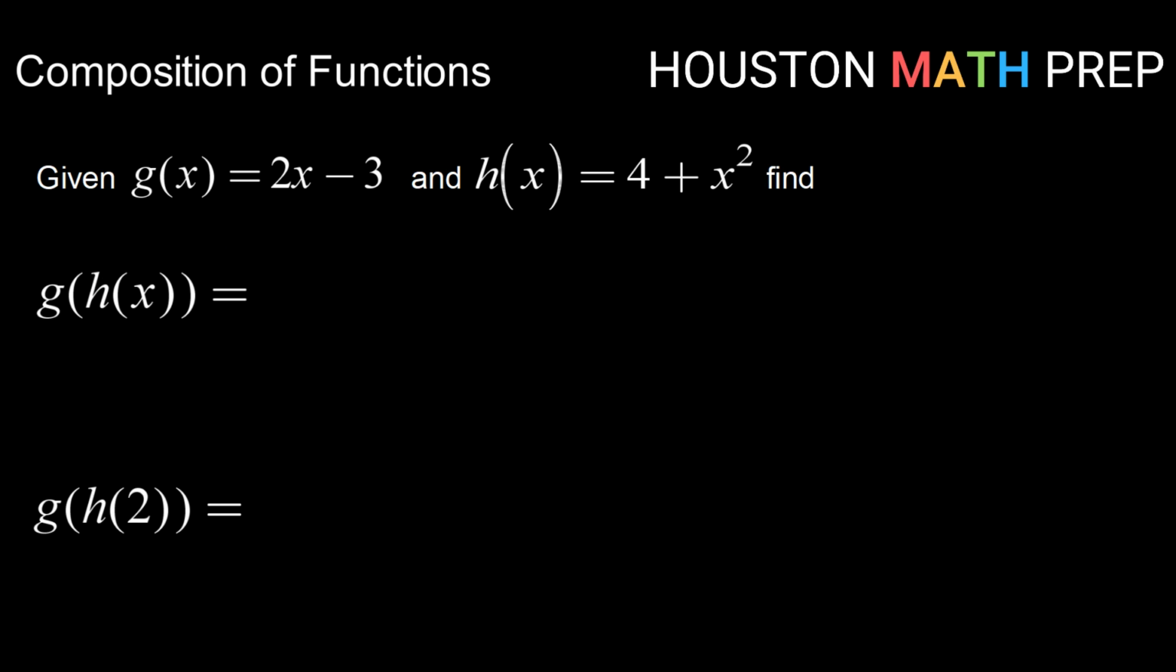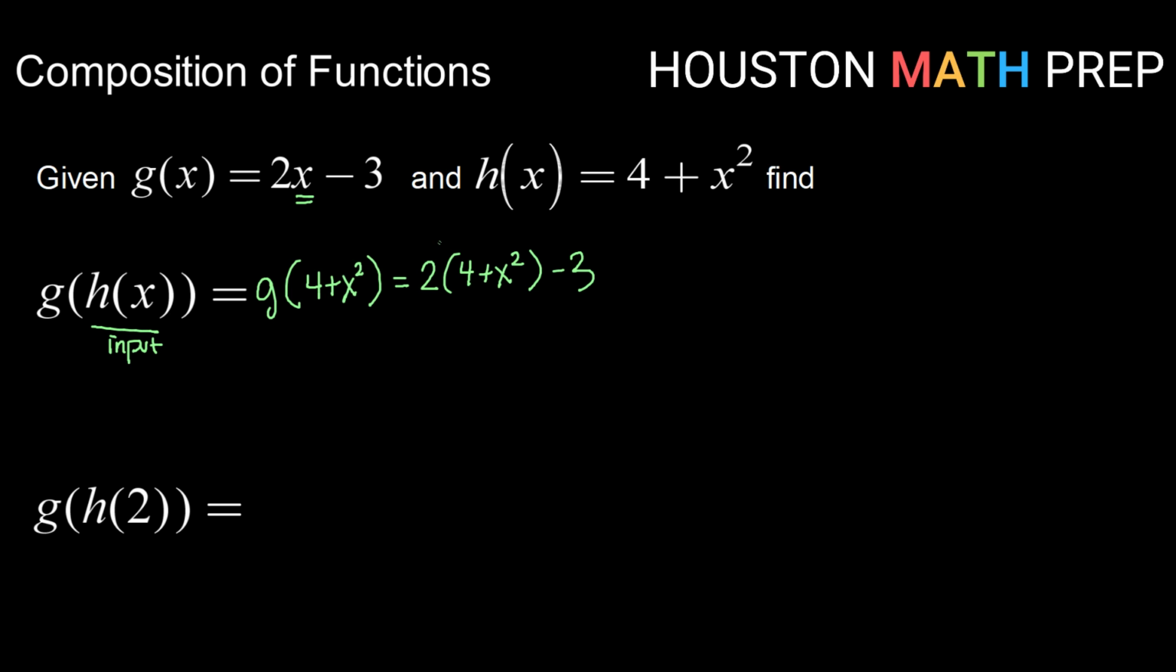So here, my input is h of x. So I'm going to have g of 4 plus x squared. So that tells me, function notation-wise, to take 4 plus x squared and replace it into g everywhere there is an x. So that would be 2 times 4 plus x squared minus 3.